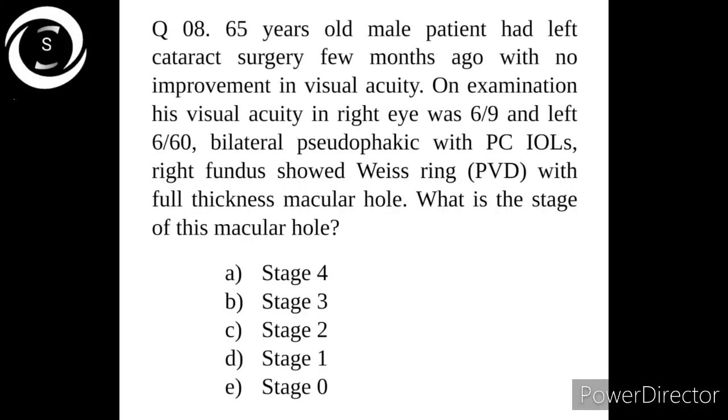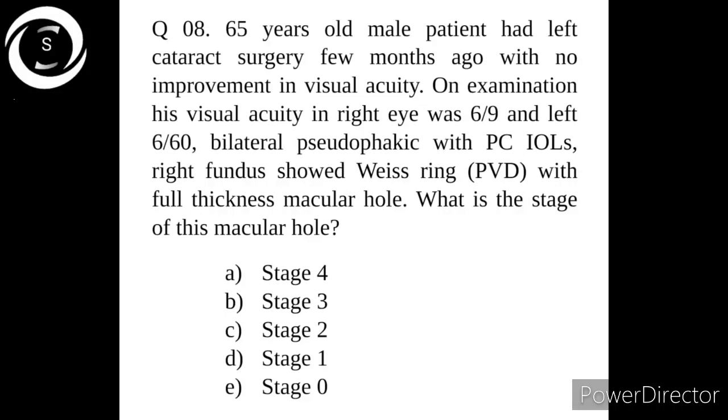Now, a 65-year-old male patient had left cataract surgery a few months ago with no improvement in visual acuity. On examination, vision was 6/9 in the right eye and 6/60 in the left, bilateral pseudophakia with PCIOLs. Now there is a Weiss ring, meaning total PVD, with a full thickness macular hole. So it's the last stage.